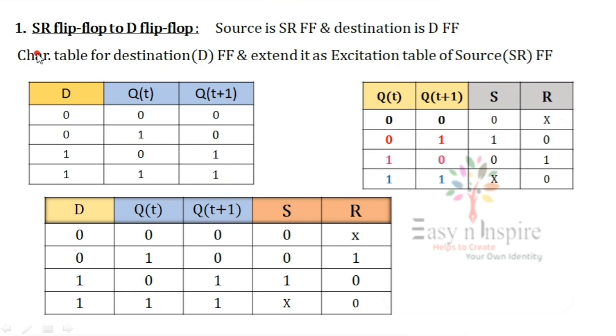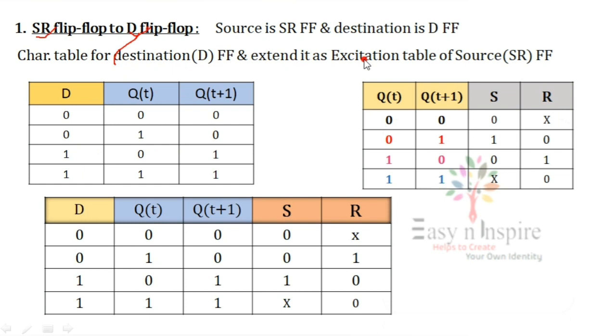First of all, conversion of SR to D flip-flop. Here the source is SR, and the destination is D. First point: draw the characteristic table of the destination. So this is the characteristic table, which we have already seen in previous slides.